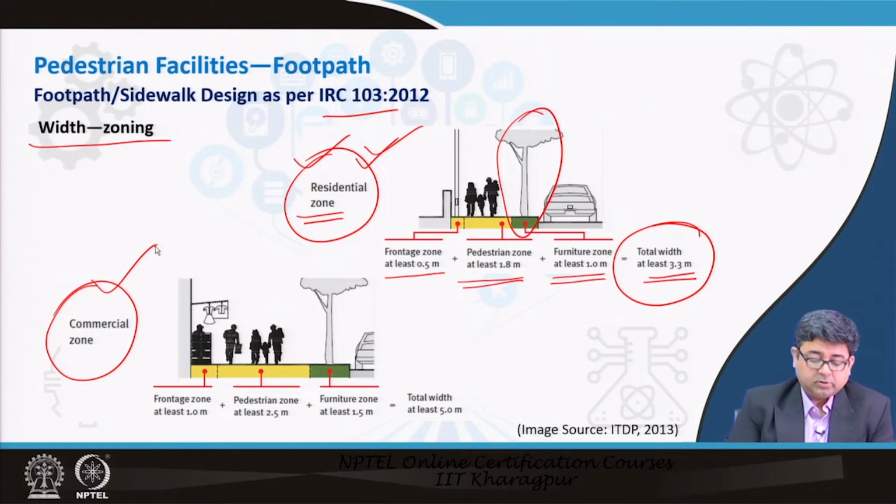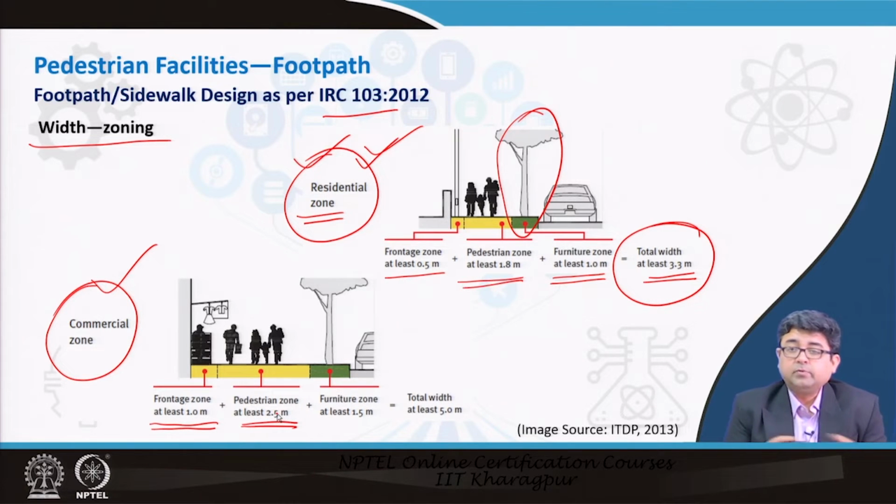Similarly, for the commercial zone, what it says is that your frontage should be increased to at least 1 meter, because there will be a lot of activity along your frontage, especially because you are in a commercial zone, and your pedestrian zone should be wider as well.